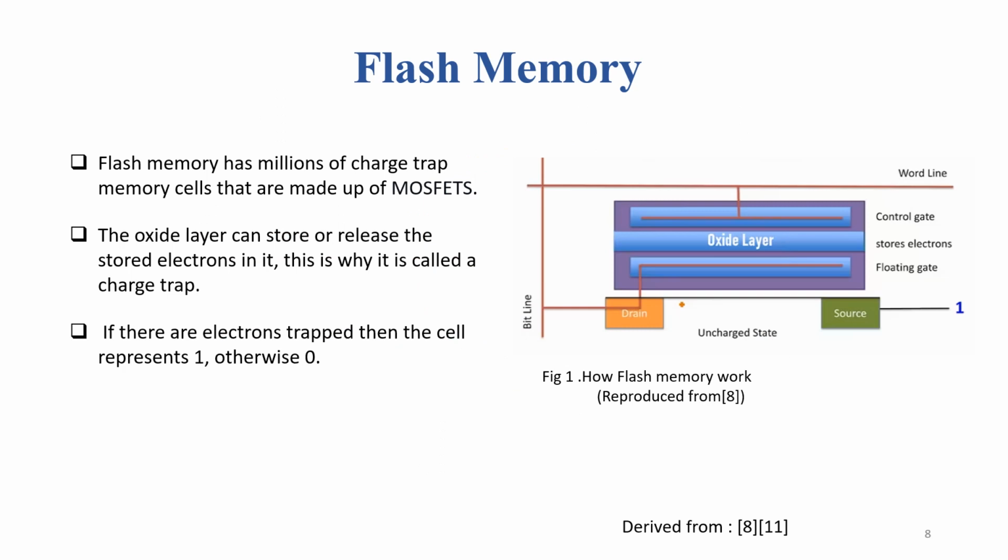So flash memory. A flash memory has millions of charged memory cells that are made up of MOSFETs. As you can see in the figure, a flash memory has an oxide layer between the control gate and the floating gate. Whenever the floating gate is activated, it punches electrons into the oxide layer, which get trapped inside the oxide layer. Since electrons are trapped inside this oxide layer, it is also called a charge trap memory. If electrons are present inside the oxide layer, it represents logic 1, and if electrons are absent, which means there is no charge in the oxide layer, it represents a logic 0.